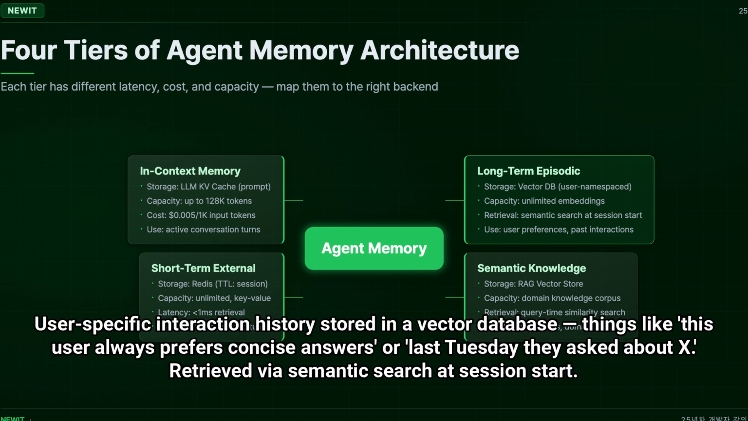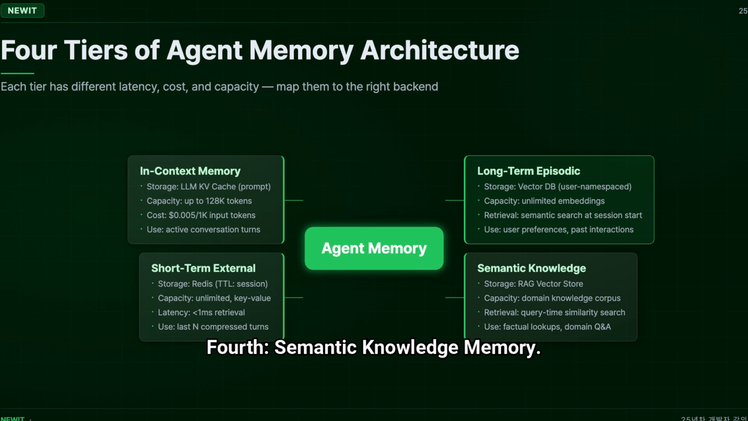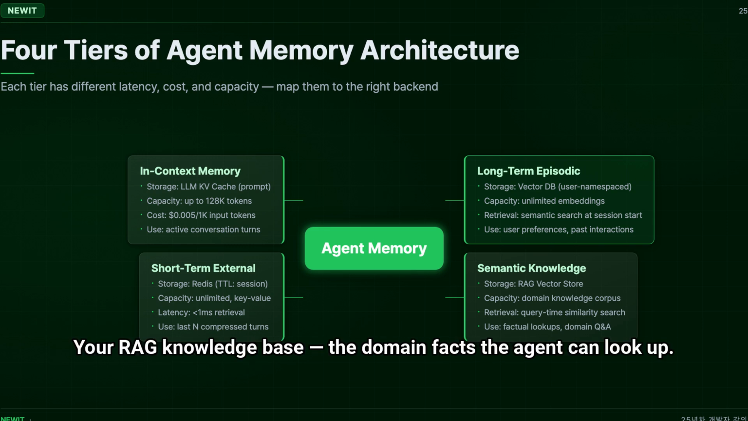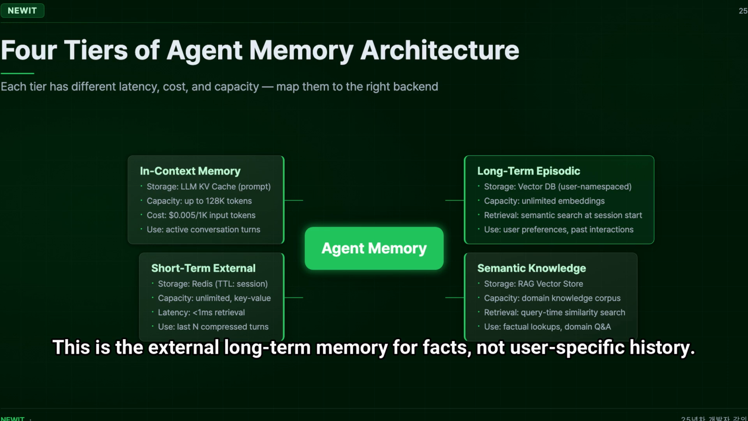Third, long-term episodic memory. User-specific interaction history stored in a vector database. Things like this user always prefers concise answers, or last Tuesday they asked about X, retrieved via semantic search at session start. Fourth, semantic knowledge memory. Your RAG knowledge base, the domains the agent can look up. This is the external long-term memory for facts, not user-specific history.